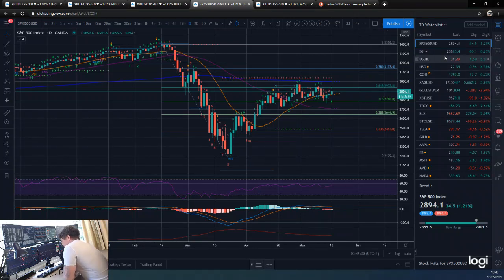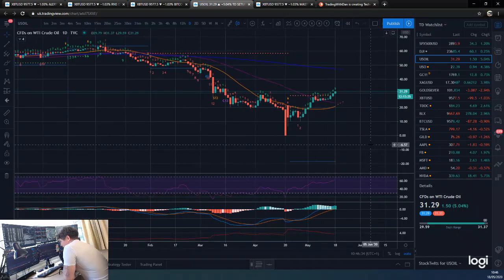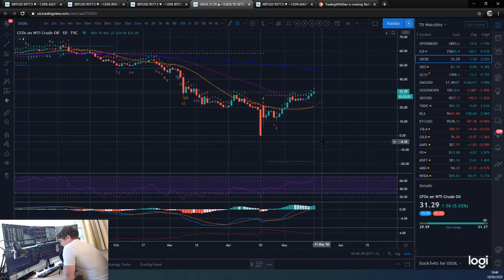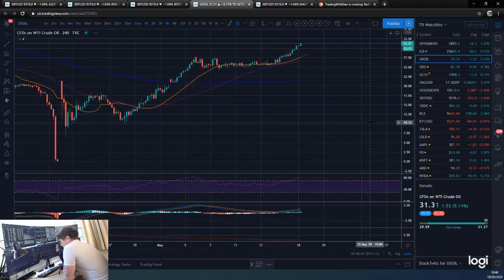So right, over to oil. Let's have a look what oil's doing. Oil again looking really strong here. On the daily, I was talking about testing back up to the 200 and saying how ridiculously far away it was, but we do seem to be making really good progress on it.